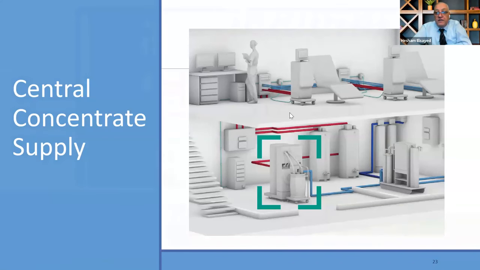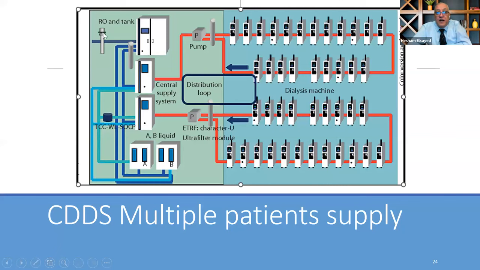If we go deeper, you can see that you have an RO and a central supply system mixing with acid, and sometimes base, but here we are using acid. I don't like to have liquid bicarbonate running in the tubing because of fear of bacterial growth. And you have a distribution loop going to each machine directly from a big canister, measured in gallons, which can supply a lot of hemodialysis machines. Usually one direct RO system can feed up to 20 to 25 hemodialysis machines according to the efficacy of the RO system. Again, this is a direct flow.